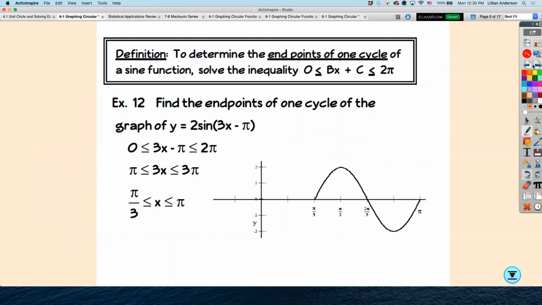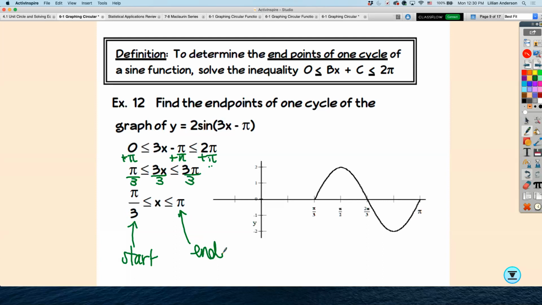Now for your endpoints, this really is more so just to help you in the graphing aspect if you are having difficulty with the horizontal shifting. You can always find the endpoints of one cycle. Normally the endpoints occur between 0 and 2 pi. But once you incorporate all of this horizontal transformation, you can add pi to every side to get pi is less than or equal to 3x, which is less than or equal to 3 pi, and then divide everything by 3. That will give you your starting point and your ending point for the cycle that you're going to graph.